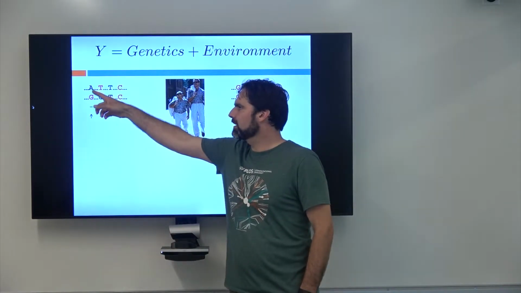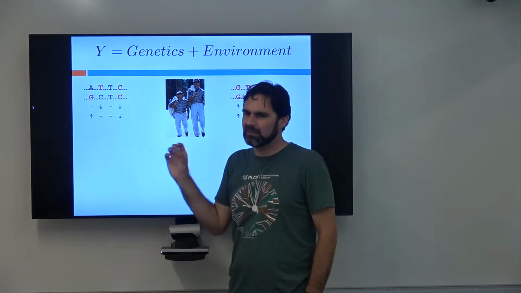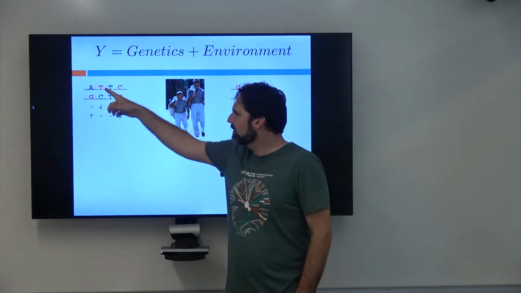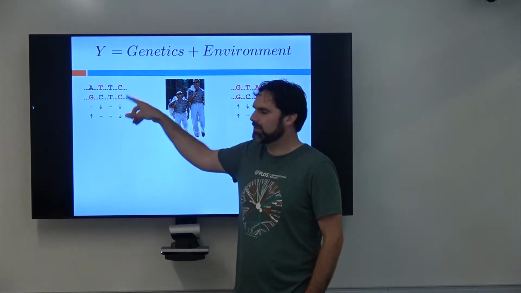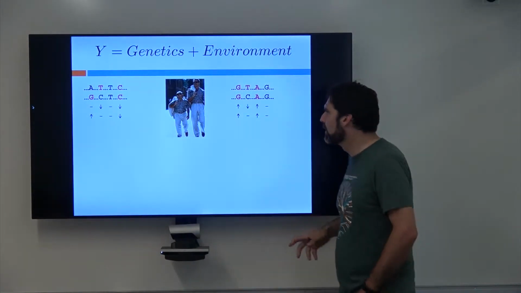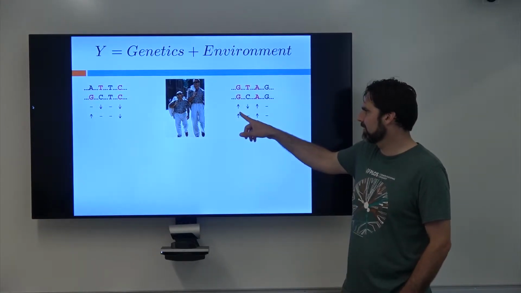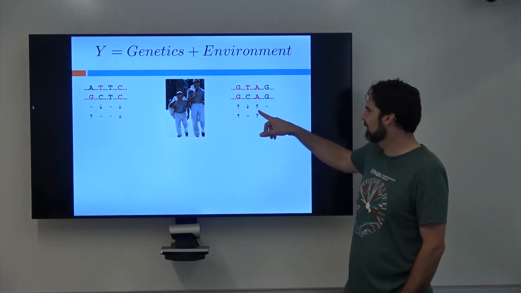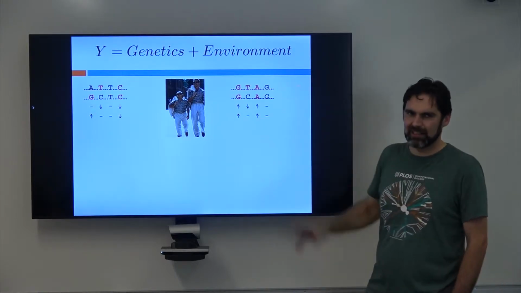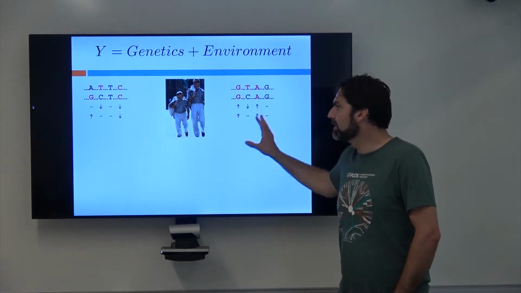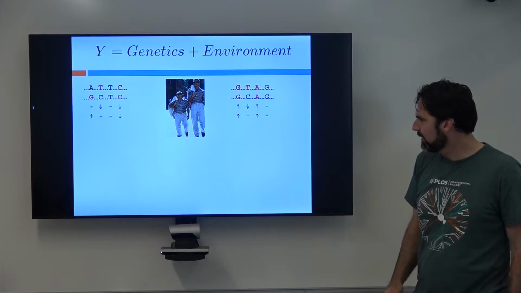So this A has no effect on height, but this G makes you a little taller. And here the T makes you a little shorter, and these 2 C's both make you a little shorter. Whereas Arnold Schwarzenegger has both the height increasing variants, only 1 shortening variant, and then 2 of these height increasing variants. So this would be like their genetic component.